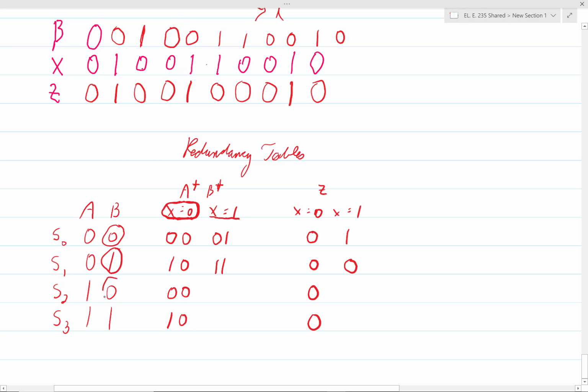And here, if our last input was 0 and our present input is 1, then we have 0, 1, and that does match it. And finally, if our last input was 1 and our present input is 1, we go to 1, 1, and output 0. So this is the transition table for this problem.